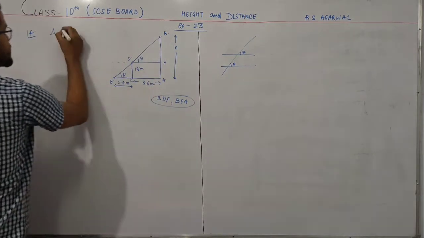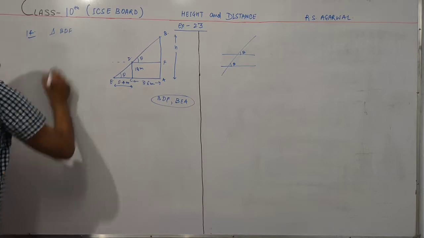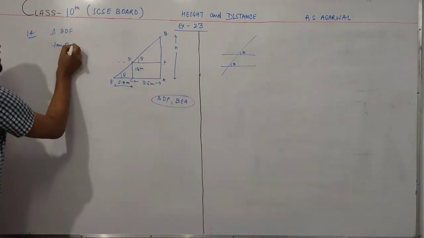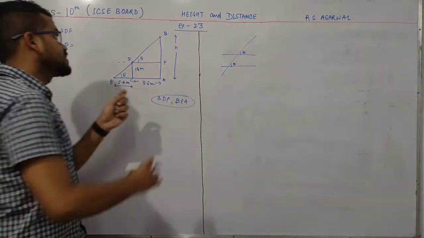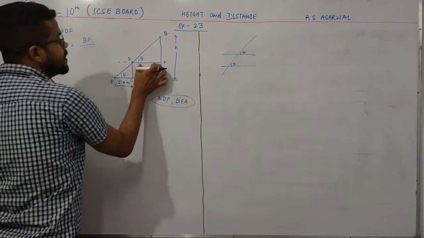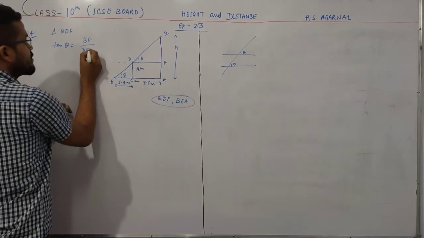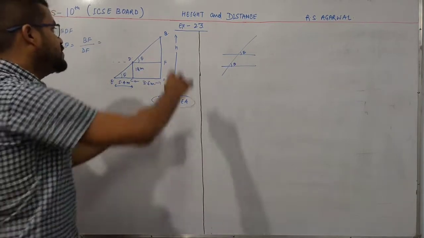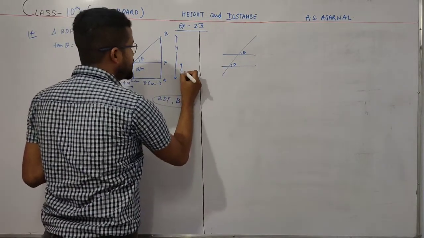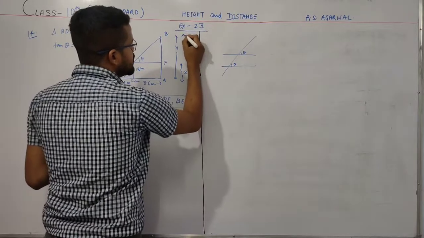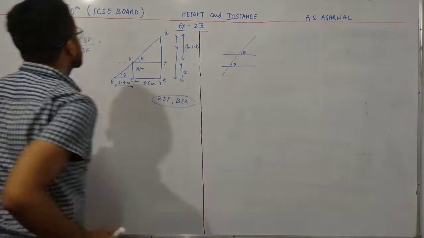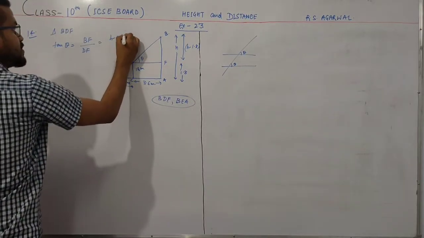First triangle is BDF. By using this triangle, I write simply tan theta. Tan theta is equal to this height BF upon base, which is BF. Okay, if this height is H and this is 1.8, so how much is this height? This is H minus 1.8. So I write here H minus 1.8.